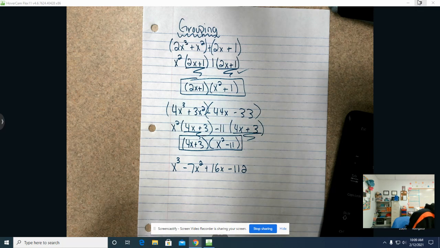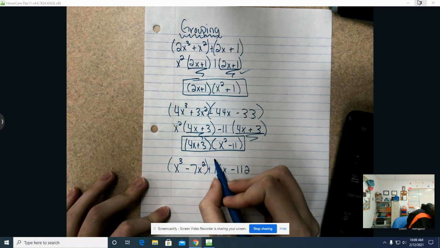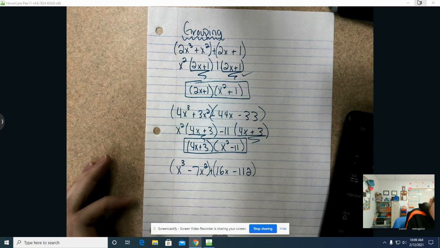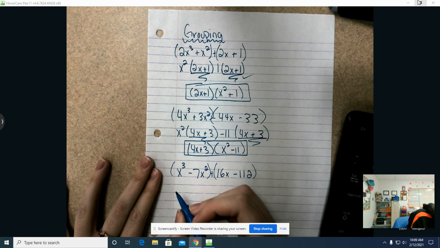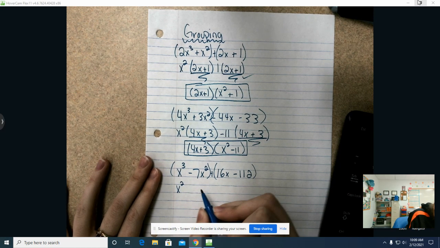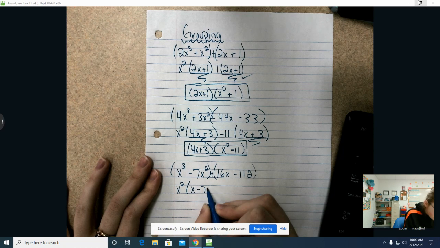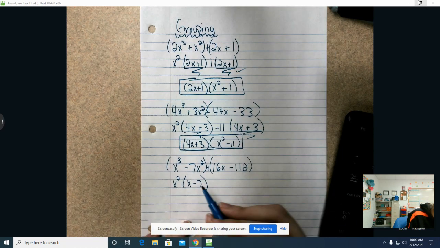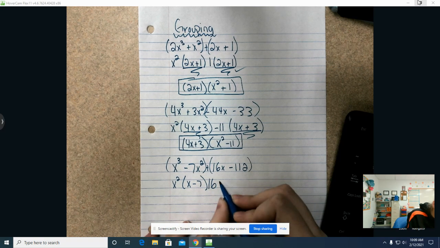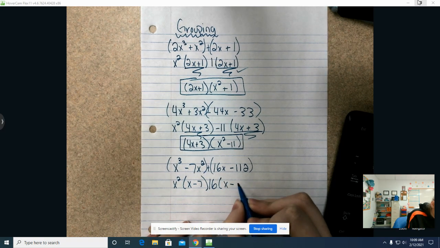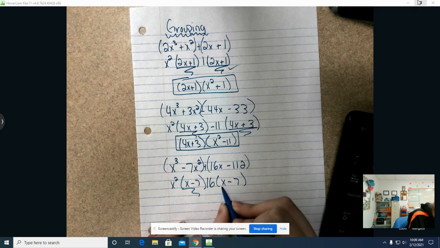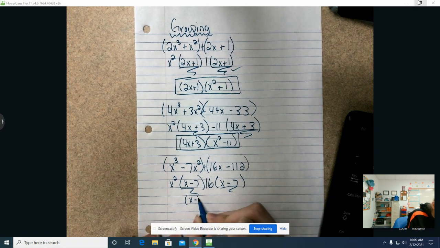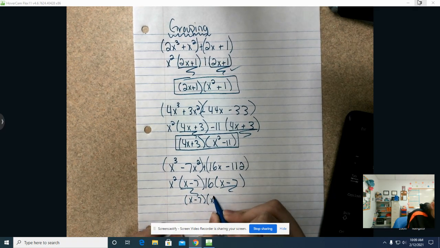All right. So go ahead and group our things together. The biggest thing I can take out is an x squared. I'm going to be left with x minus 7. 16 and 112, the biggest thing I can take out between those two is going to be 16. And I'll be left with x minus 7. These match. I'm good to go. It's going to be x minus 7 and x squared minus 16.